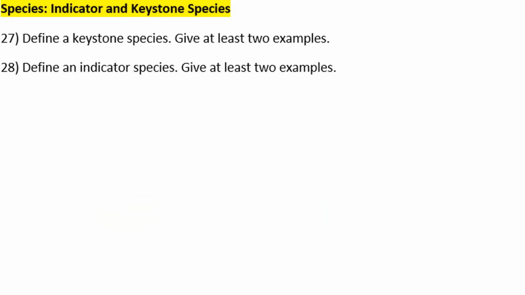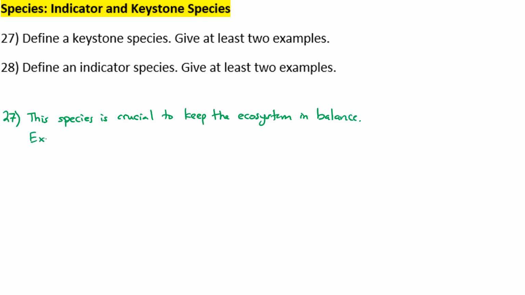So define a keystone species, give at least 2 examples. So I'm going to write that down here, y'all. So this species is crucial to keep the ecosystem in balance. Examples: the otter and the wolf.